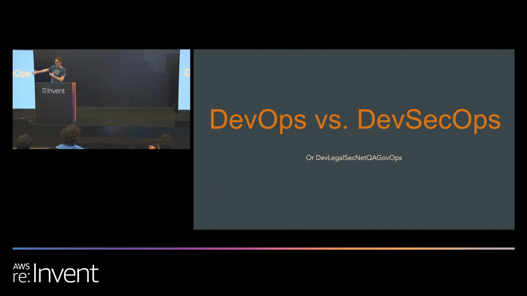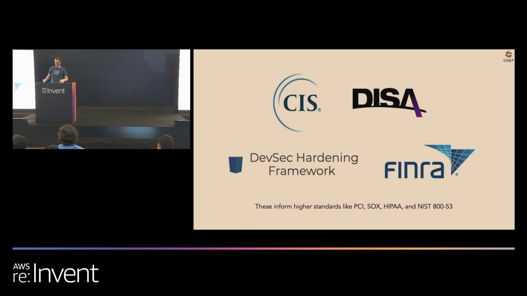And there's Dev, Legal, Sec, Net, QA, GovOps, if we want to be super accurate about it. Some of the standards, you've got the two main, CIS and DISA, as well as DevSec and FINRA. So CIS and DISA are what I encounter probably 90% of my career. Most of the Fortune 500 is using CIS. Most of federal space and government are using DISA. DISA is kind of a mil spec, and then CIS is just general compliance standards.